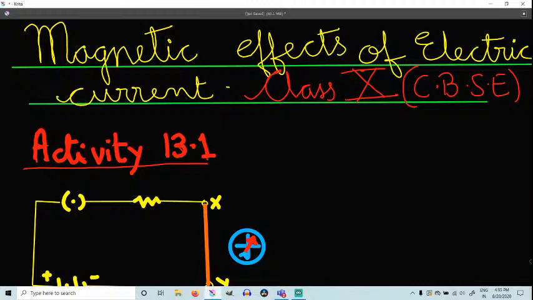Okay, now earlier we used to think that the phenomena of magnetism and electricity are altogether different.